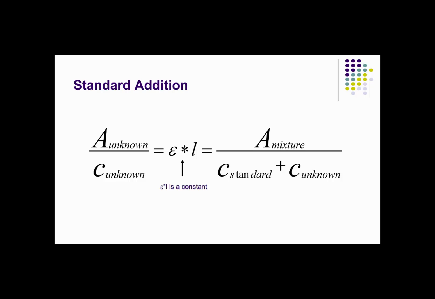And that product, epsilon L, will be the same, because it's the same analyte if we now create a mixture. That's going to be equal to the absorbance for that mixture divided by the concentration of the analyte in that mixture. That term is going to have two components: the concentration of the analyte due to the standard and the concentration of the analyte from the unknown. You can simply call the concentration of the unknown X, plug in your numbers, and solve.